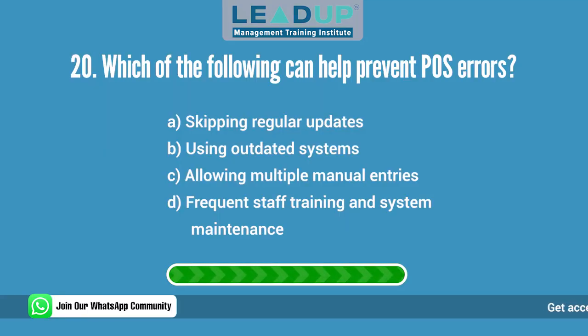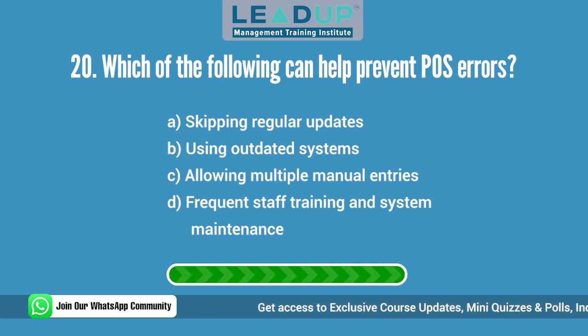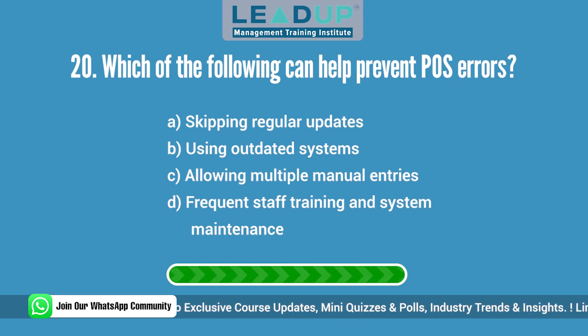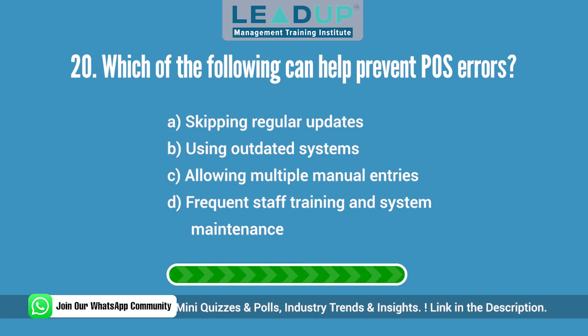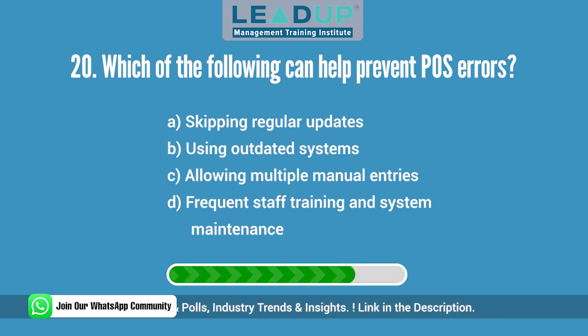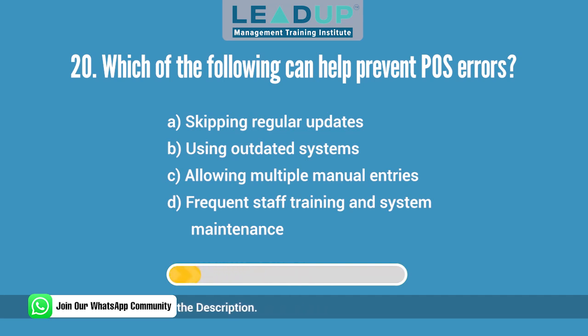Question 20. Which of the following can help prevent POS errors? A. Skipping regular updates. B. Using outdated systems. C. Allowing multiple manual entries. And D. Frequent staff training and system maintenance. Answer: frequent staff training and system maintenance.